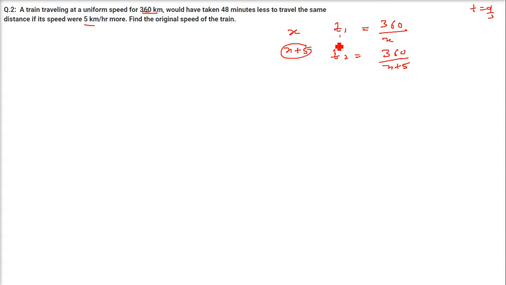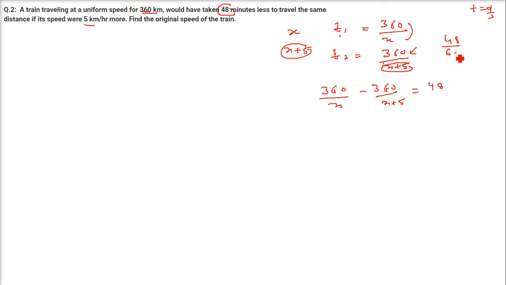Same thing. But this time the difference is 48 minutes, because the difference of these two times is 48 minutes. It would have traveled 48 minutes less. So which is bigger one? See, the higher the denominator, the lower the value will be. So this will be 360 by x minus 360 by x plus 5 equal to 48.